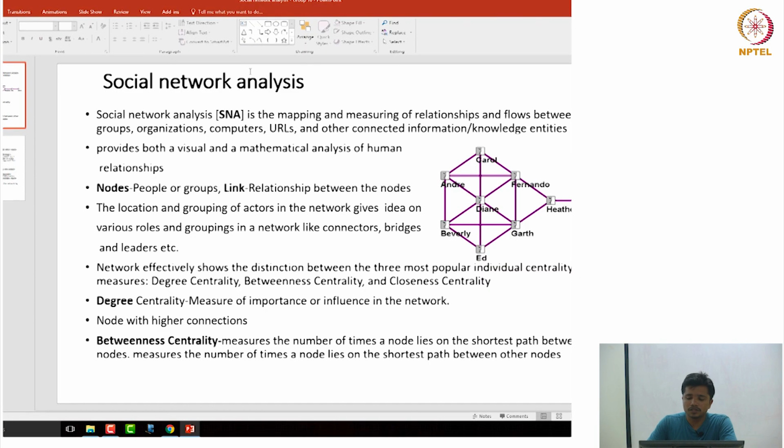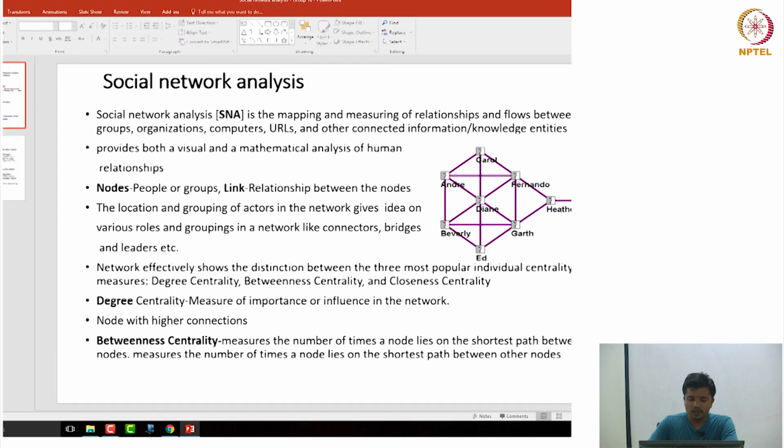Social network analysis is characterized by nodes and links. Nodes represent people or groups. Links represent the relations between the nodes. It provides both visual and mathematical analysis of human relationships. The location of nodes and links is very important in social network analysis. It represents the various roles and groupings in the network.